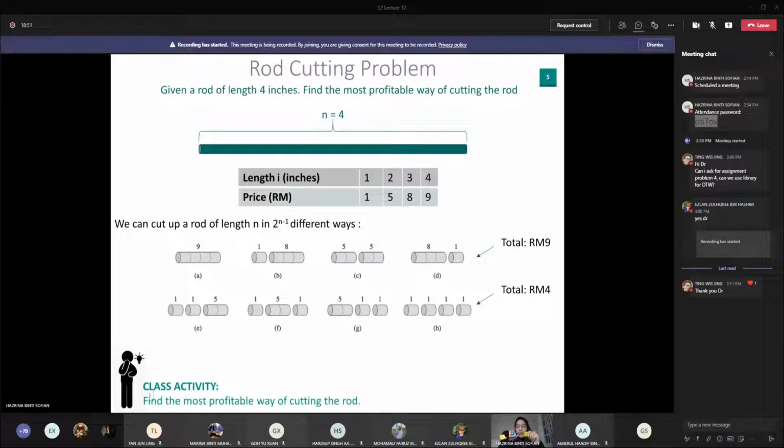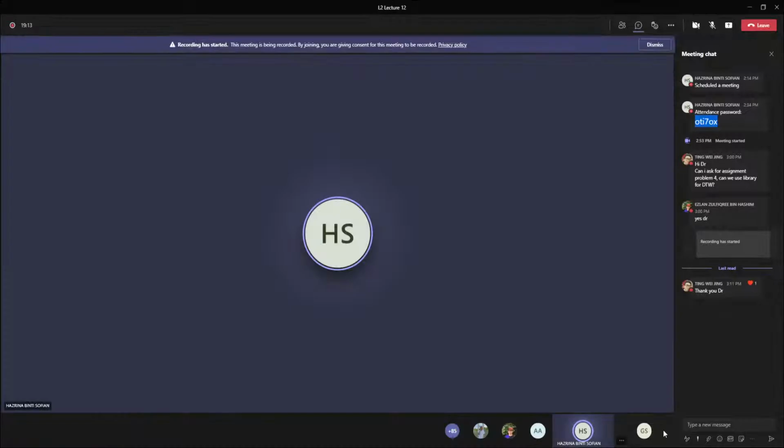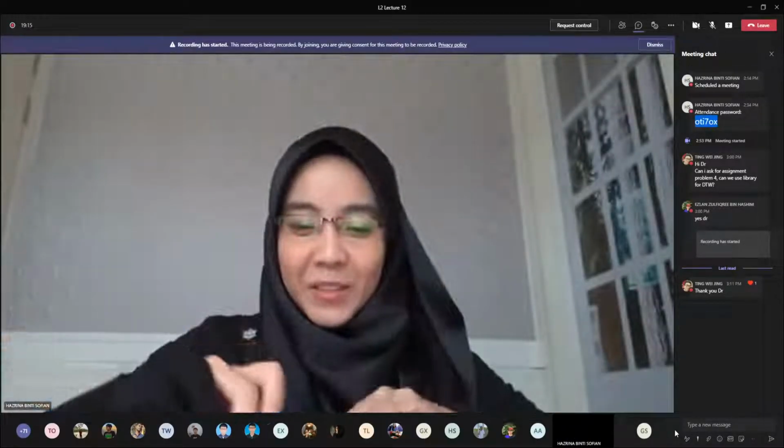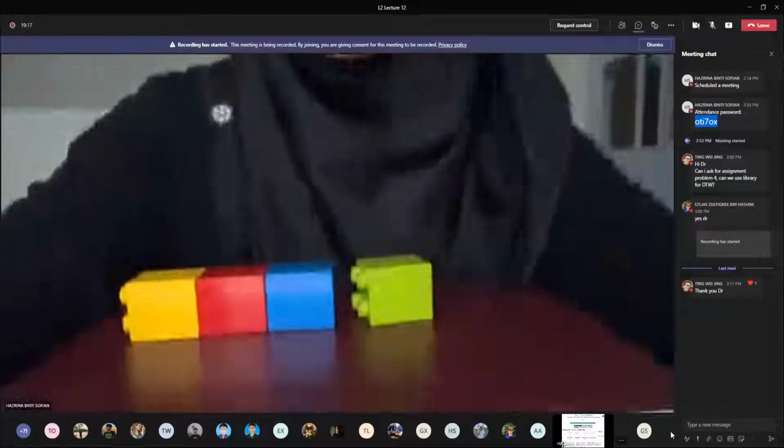So we have 1 inch and 3 inches, which is equivalent to B. Okay, then we can have something. What else can we do when we have the first cut? So today's class we're gonna play Duplo.